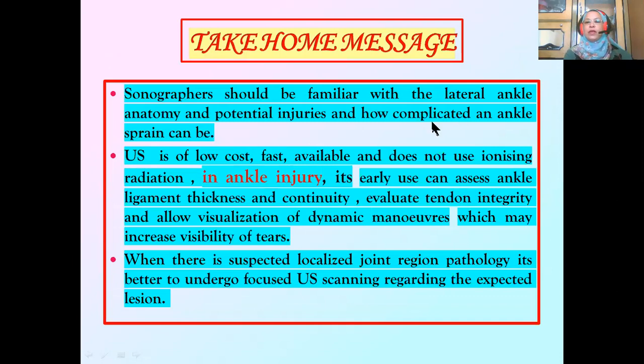Sonographers should be familiar with lateral ankle anatomy and potential injuries and how complicated an ankle sprain can be. Ultrasound is of low cost, fast, available, does not use ionizing radiation in ankle injury. Its early use can assess ankle ligament thickness and continuity. Also, it can evaluate tendon integrity and allow visualization of dynamic maneuver, which may increase visibility of tears. Lastly, when there is suspected localized joint region pathology, it's better to undergo focused ultrasound scanning considering the expected lesion.